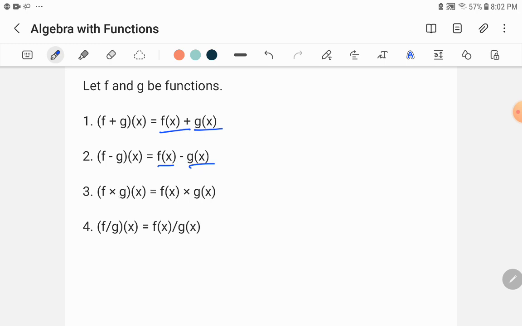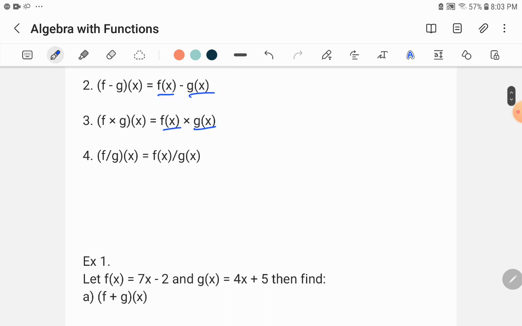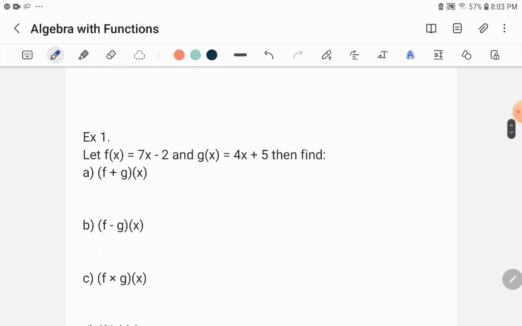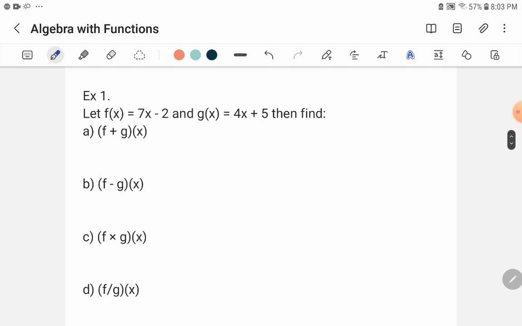If we're multiplying those two functions, f times g of x is f of x times g of x. And then finally, we are applying the quotient rule here. The function f divided by g of x is f of x over g of x. Okay, so let's look at an example. So here's our first example. Let f of x equal 7x minus 2 and g of x equal 4x plus 5.